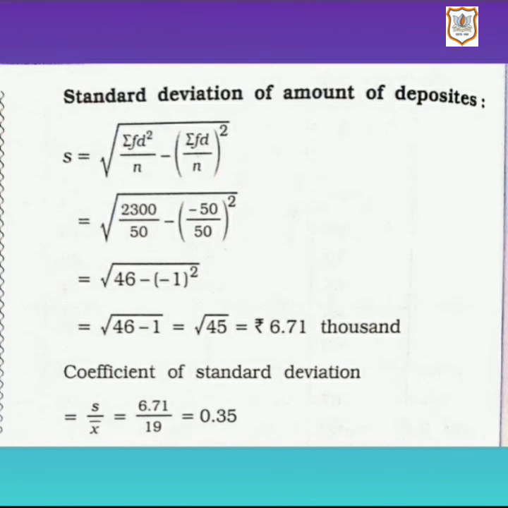So in this video we solved the sum related to discrete frequency distribution. In our next video we are going to solve a sum related to continuous frequency distribution. Till then, revise the sum, go through it thoroughly.